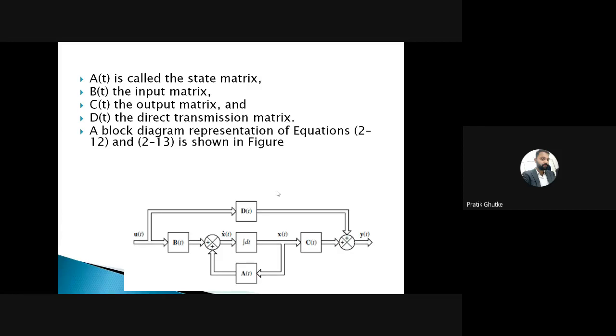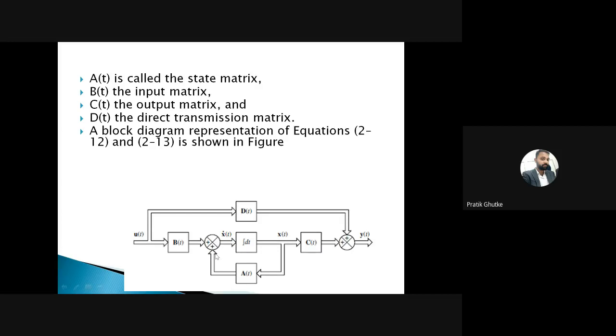So this is the block diagram of the equation. U of t is the input, which is given to B. B is also called your input matrix, that's why it is starting from there. The B matrix is given to the summing point. After the integration, we will get the output through the C matrix. It is shown here. So this is your C matrix.